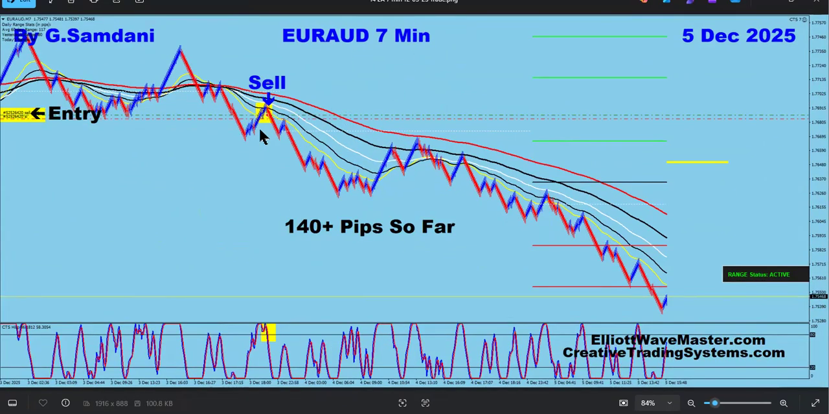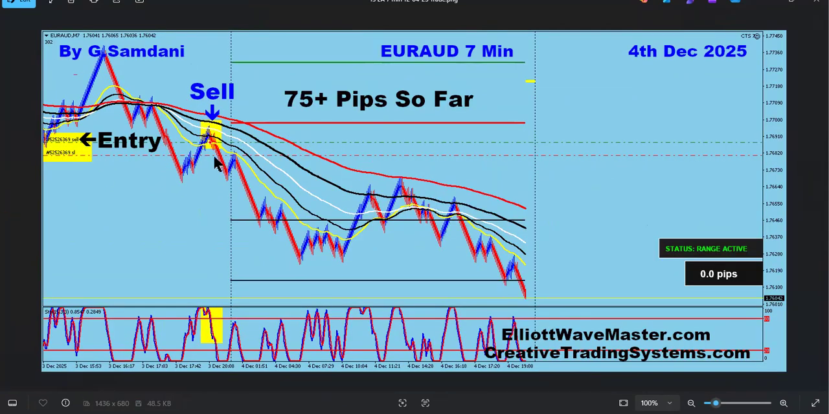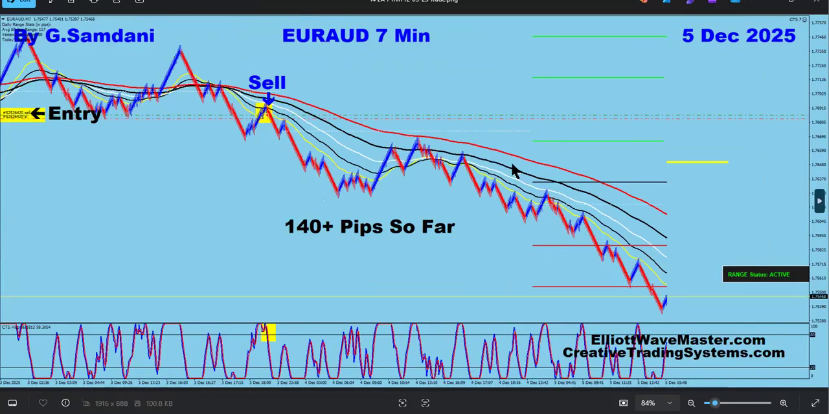I think this is the same one or a different one. I don't know, I don't remember. I think this is the same one, the continuation. I recorded the chart earlier, but yeah, the same entry, but I didn't close. I recorded the chart, I forgot to close, and ended up with this 140 pip.